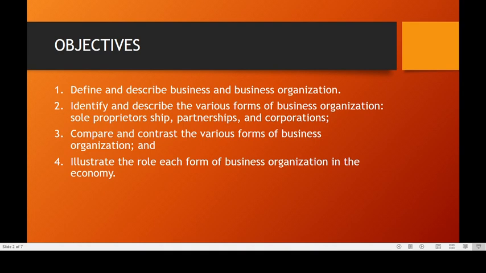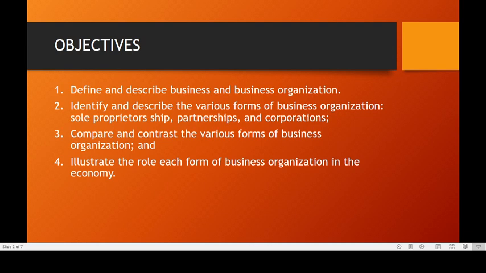This is just a recapitulation or review of some parts of your basic accounting, considering that these forms of business organization were already tackled in that particular subject. And the third one is to compare and contrast the various forms of business organization. So at the end of this session, we will be able to determine the differences of the different forms of business organization based on the description that I will give to you.